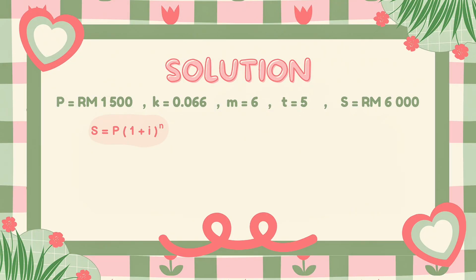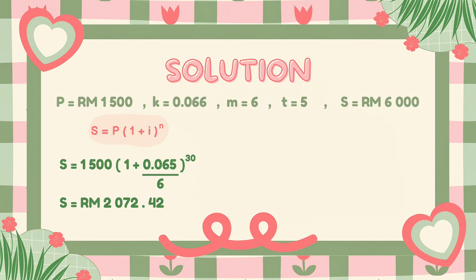First, we need to know the value of the first deposit at the end of the full 5-year period. He deposited 1,500 ringgit into an account that has 6.5% annual interest, compounded every 2 months. So we use the compound interest formula, that's its future value. When we calculate it, the total amount accumulated after 5 years is 2,072.42 ringgit. This is the amount for the first deposit after 5 years.